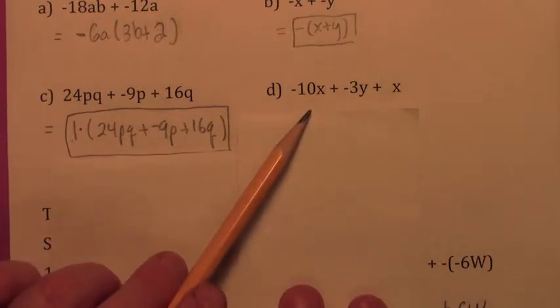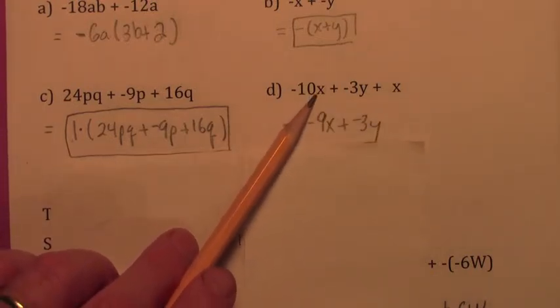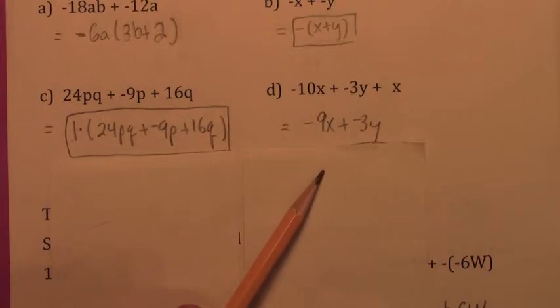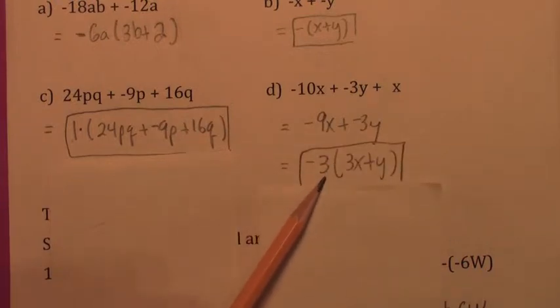So how would you factor this? Notice you can combine negative 10x plus x is negative 9x. And then what would you factor out of there? I would factor a negative 3 out. Negative 3 times the quantity 3x plus y. There you go.